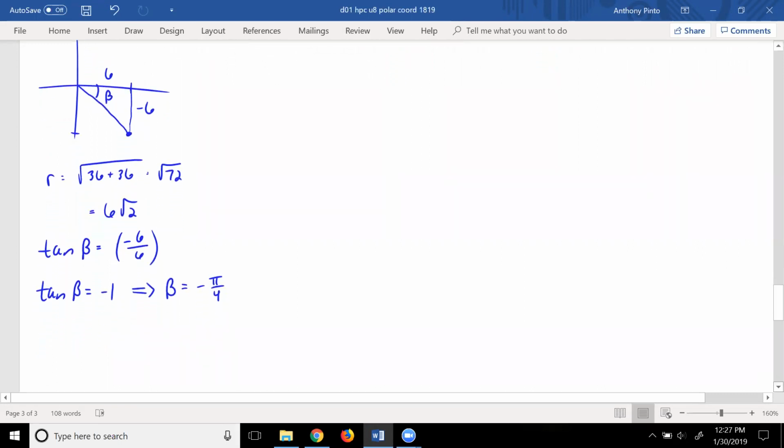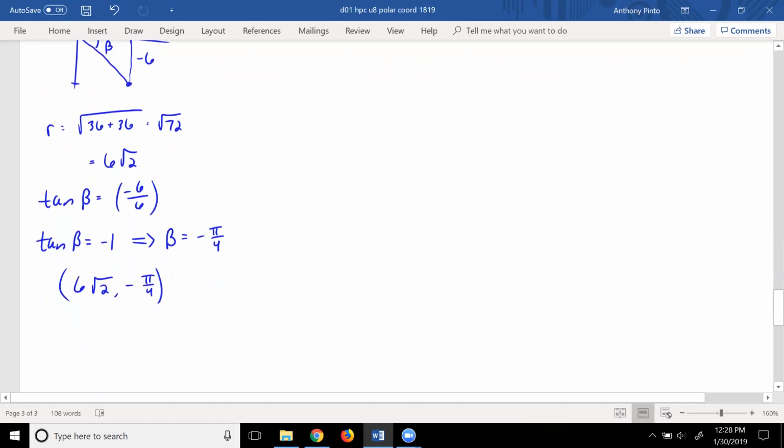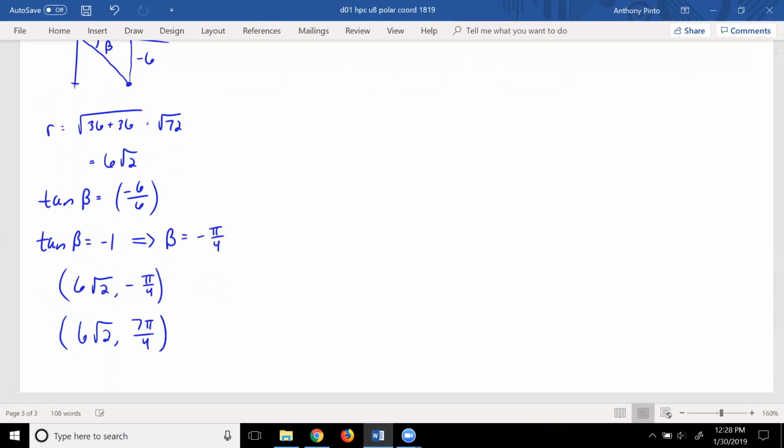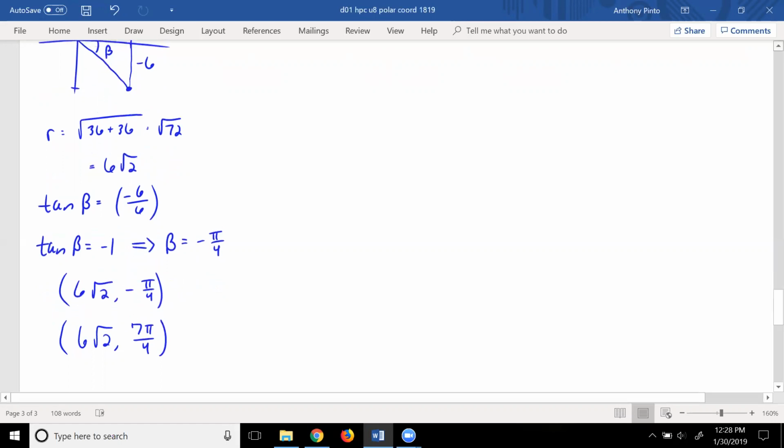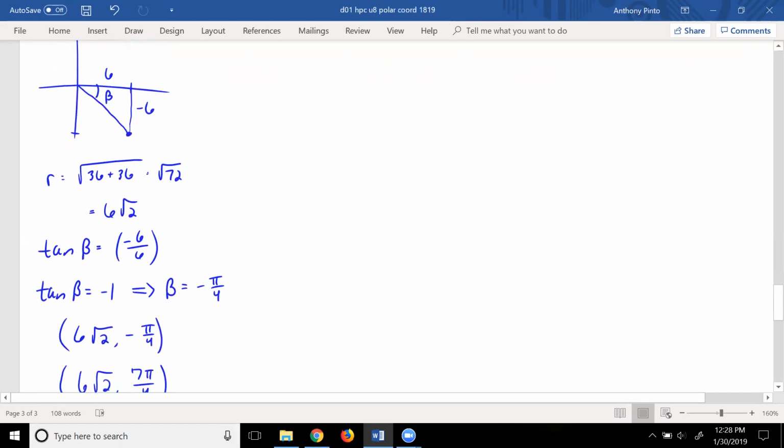All right, so we can say that our point is 6√2, comma, -pi/4. That is not the only way that we can say that, because remember, each point is not unique. So we could say 6√2, comma, 7pi/4.